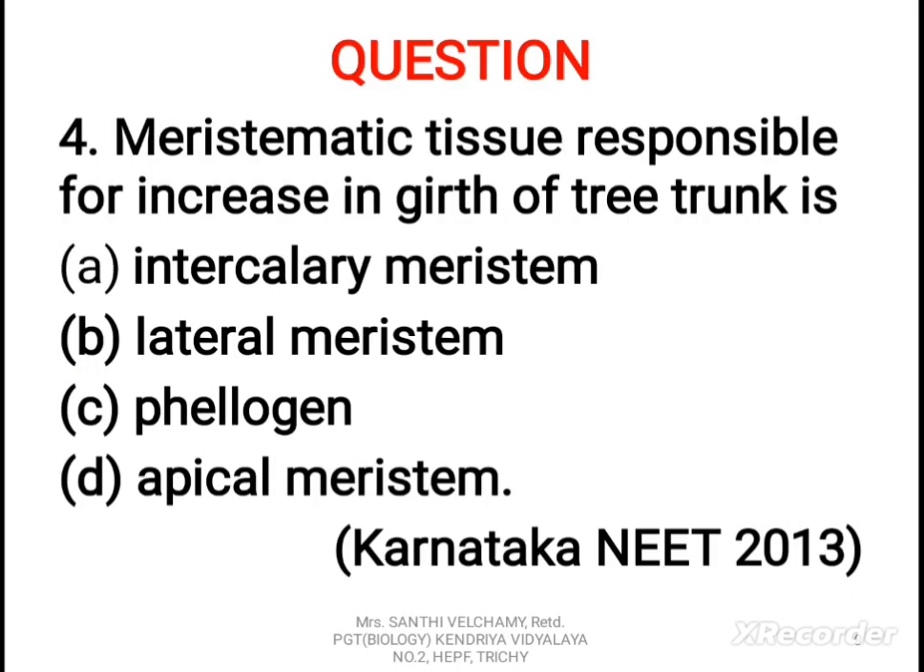Now fourth question. The meristematic tissue responsible for increase in girth of the tree trunk is: A. Intercalary meristem, B. Lateral meristem, C. Phloem, D. Apical meristem. The correct answer is B, lateral meristem. The lateral meristems are responsible for increase in girth of stem and roots.